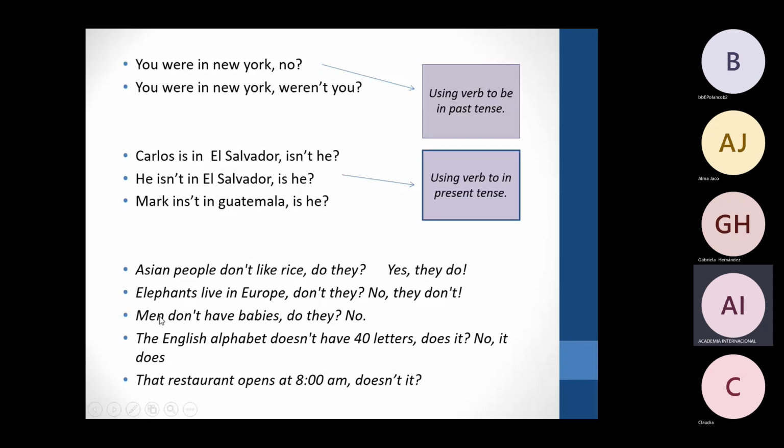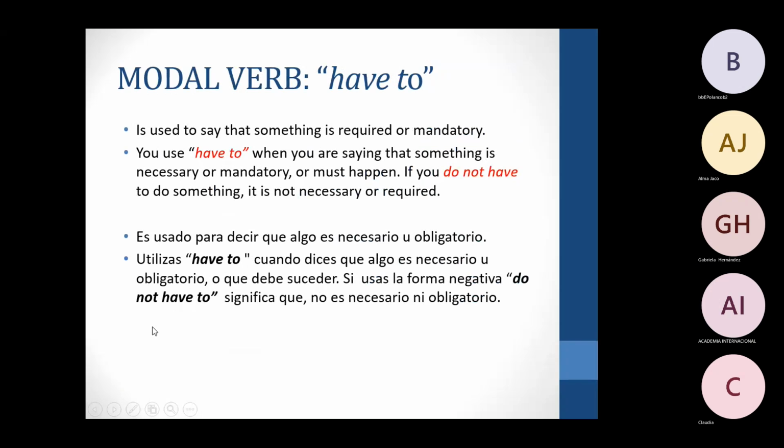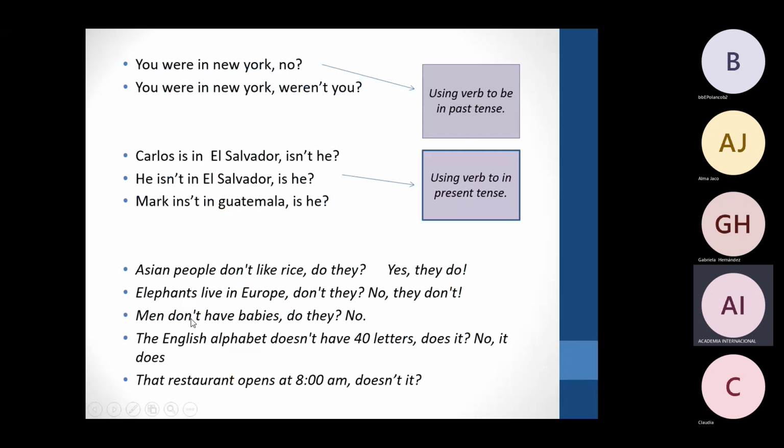M-A-N is singular. M-E-N is plural. M-E-N es plural, ¿verdad? Con la A, cuando dice man, es singular. Men don't have babies, do they? Los hombres no tienen bebés, ¿verdad? Entonces, y algo que todos lo vamos a saber, ¿verdad? Pero es como a veces se usan eso.